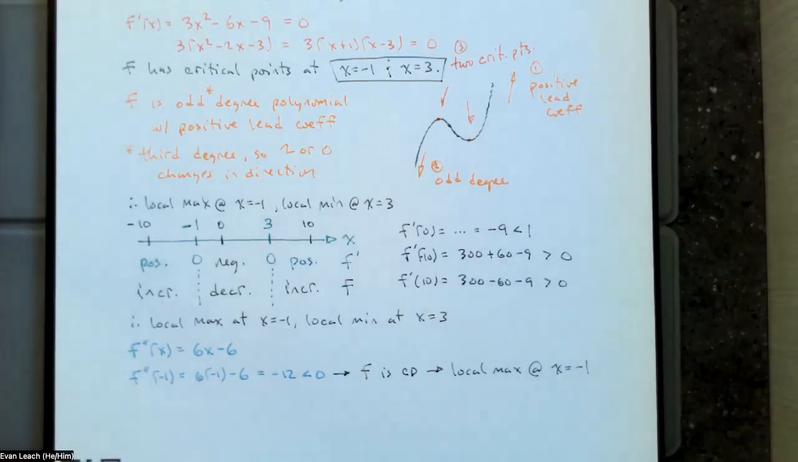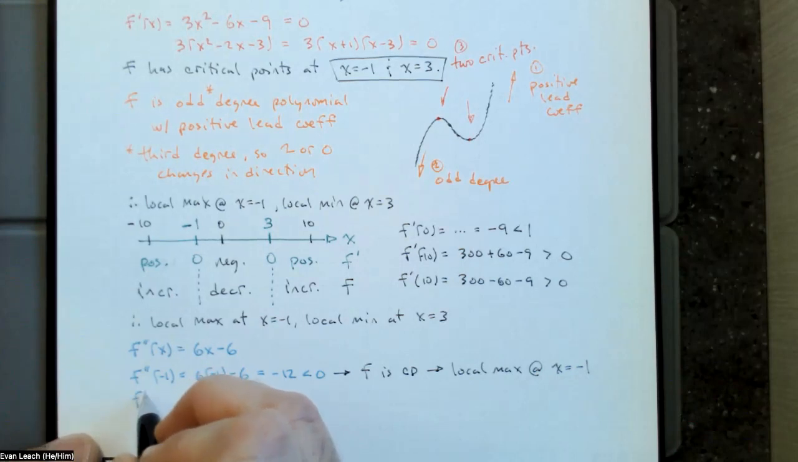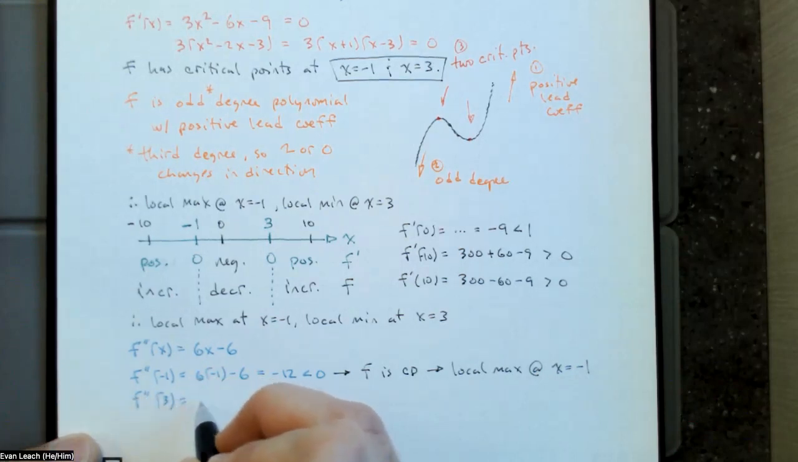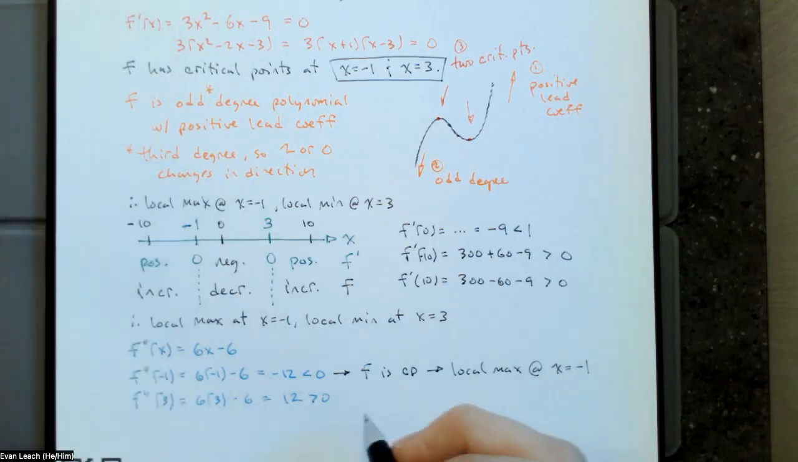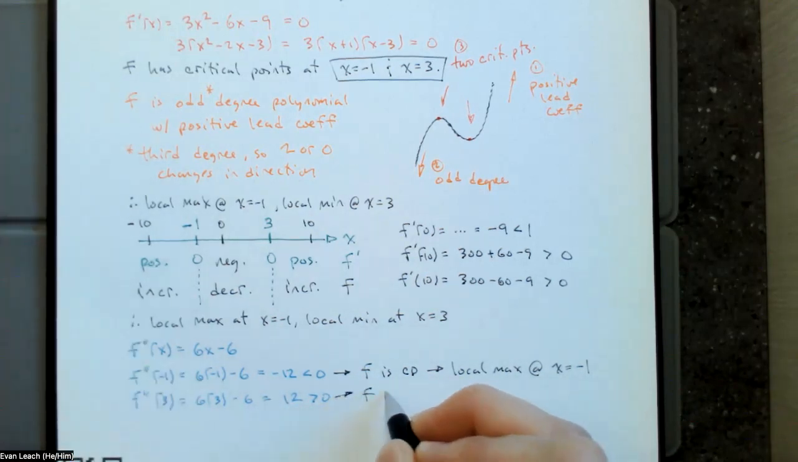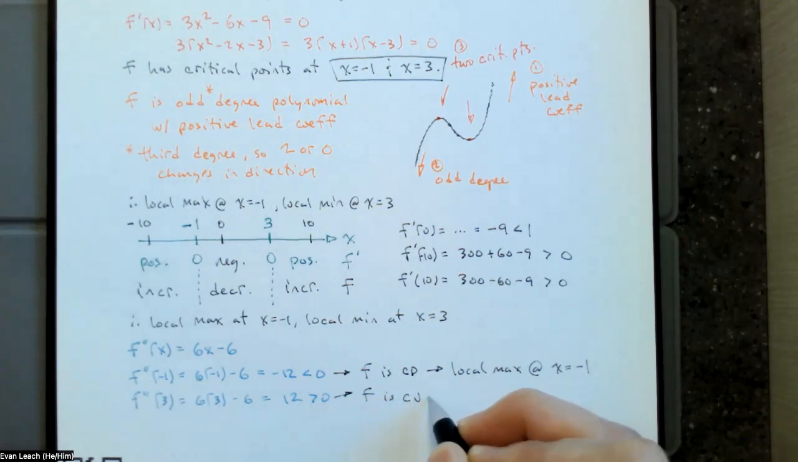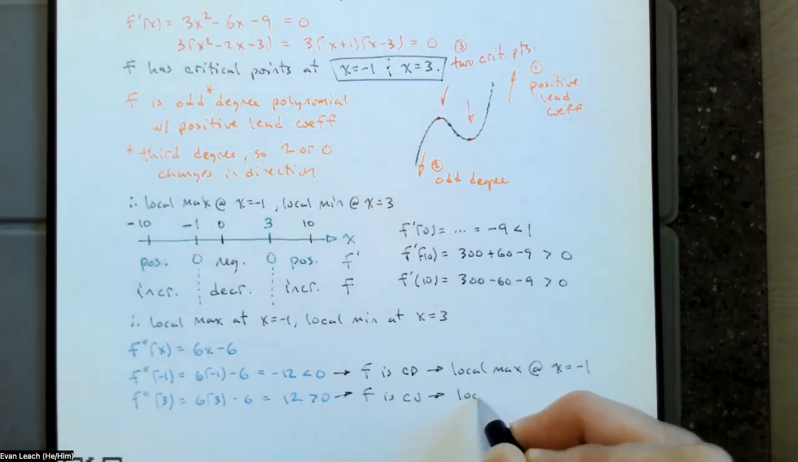Then we do the same thing for our other critical points. We just check the second derivative at that critical point. F double prime at 3 is 6 times 3 minus 6, or positive 12, which is positive. So at positive 3, f is concave up. So therefore, we're dealing with the local minimum.